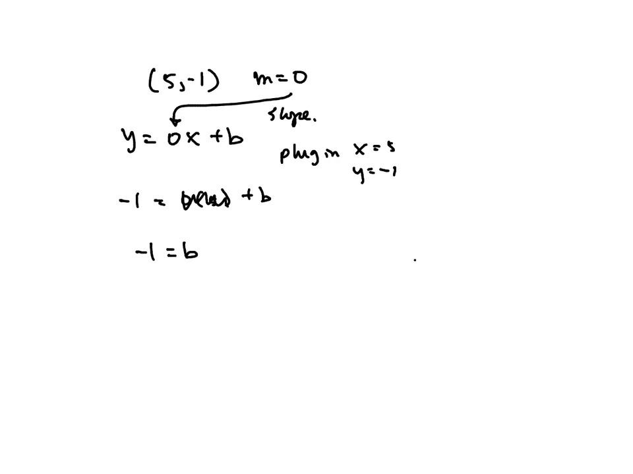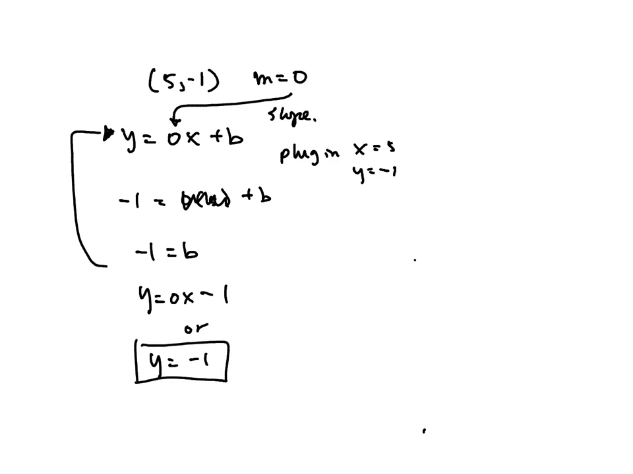Plug back into the original equation here. y equals 0x minus 1, or simply y equals -1. And that's our equation right here, the equation for a horizontal line. Remember, slope equal to 0, that's the horizontal line.